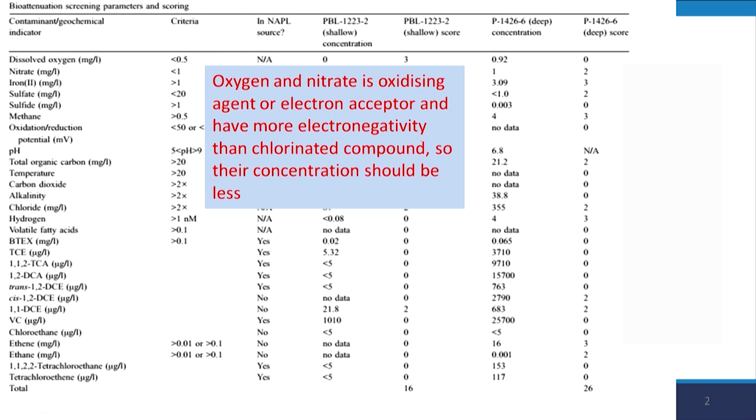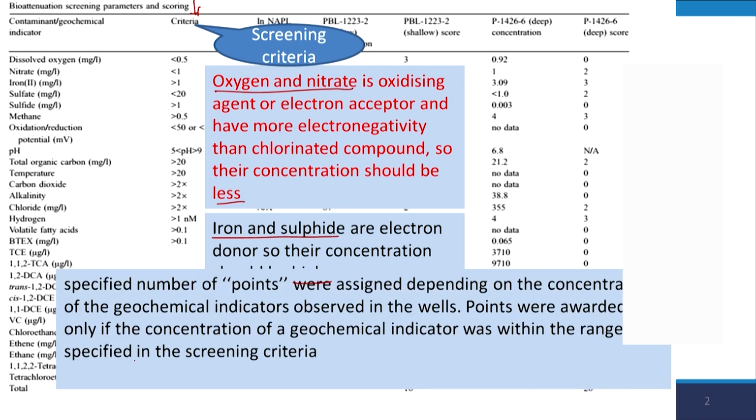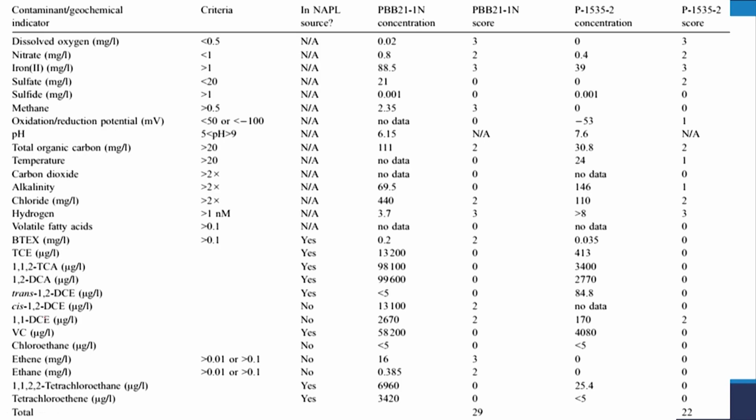Obviously this is just a summary of what I have been speaking until now, so I will skip this. You want your competing electron acceptors to be at relatively low concentrations, and you want your reducing agents or electron donors to be at relatively high concentrations, and the criteria that were looked at, and then we have a score or points that were given, and these are other sets of wells. We will just skip through this. Again different sets of wells here, and again different scores here. So in this manner they evaluated all the different monitoring wells that they looked at.